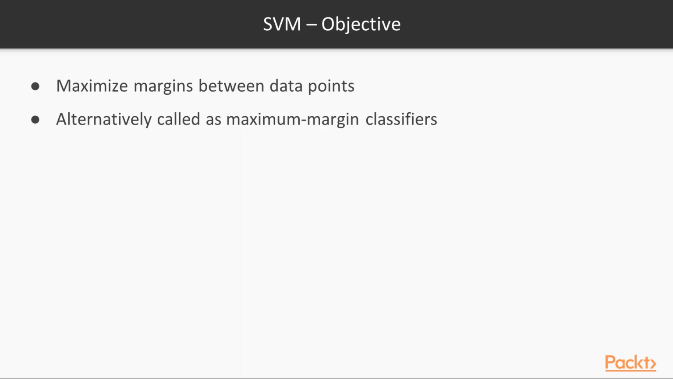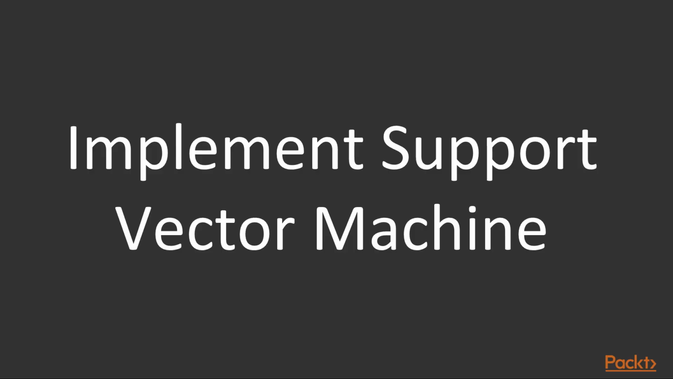An SVM tries to achieve low classification errors too, but it does so only implicitly. An SVM's explicit objective is to maximize the margins between data points of one class versus the other. This is the reason SVMs are sometimes also called maximum margin classifiers. Let's implement our first support vector machine.